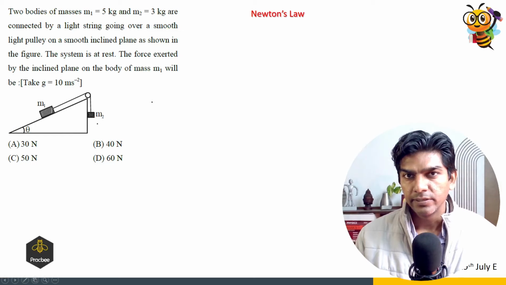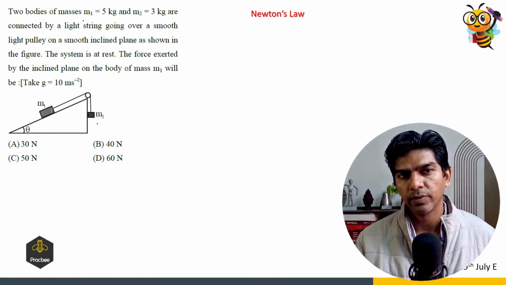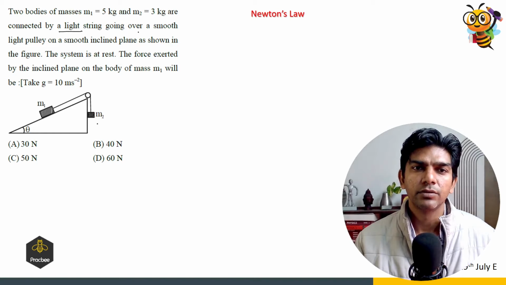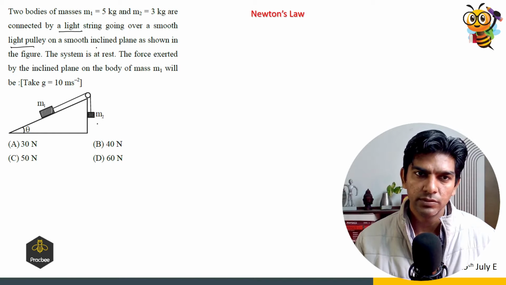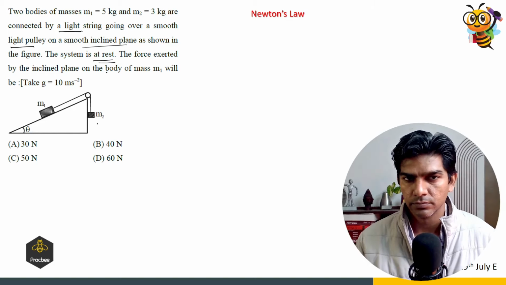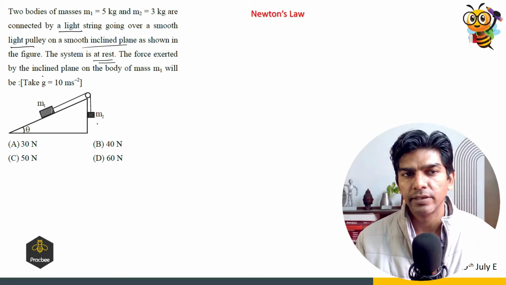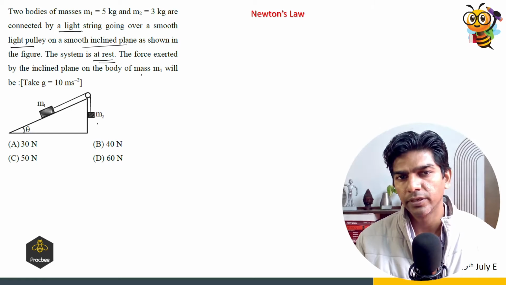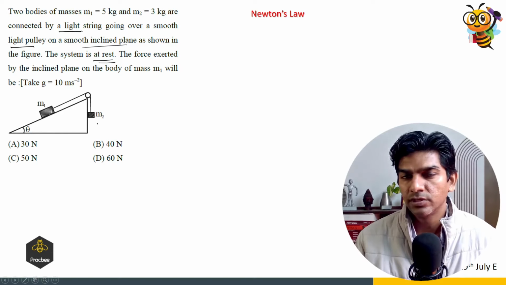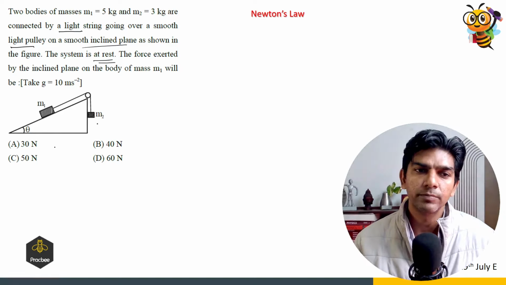Right, so now let us see this question. We are given two bodies, m1 is 5 kg and m2 is 3 kg, connected by a light string going over a smooth light pulley on a smooth inclined plane as shown in the figure. The system is at rest. So it means both the blocks are at rest. The force exerted by the inclined plane on the body of mass m1. Since it's a smooth surface, the only force exerted by m1 on the inclined plane will be normal reaction.